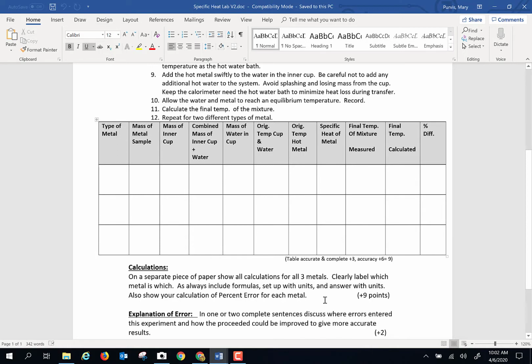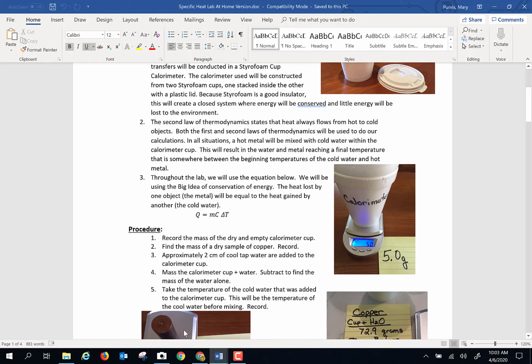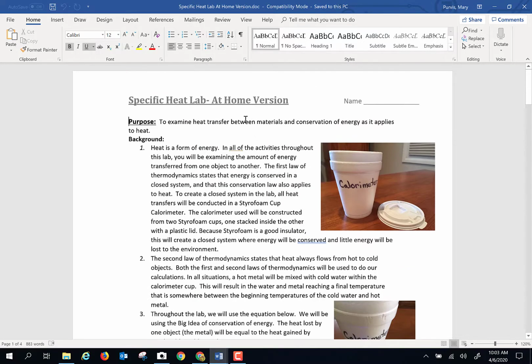Scan those in, take photos, however you're uploading your homework, and attach those with your data table, and that will be just fine. If you want a more organized version, here's the specific at-home version of the lab.